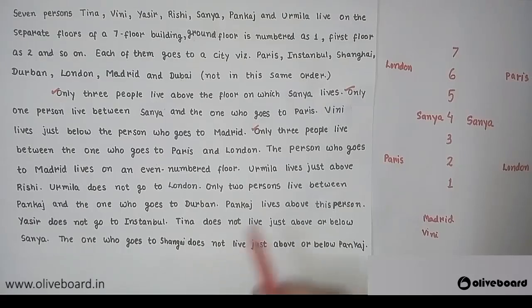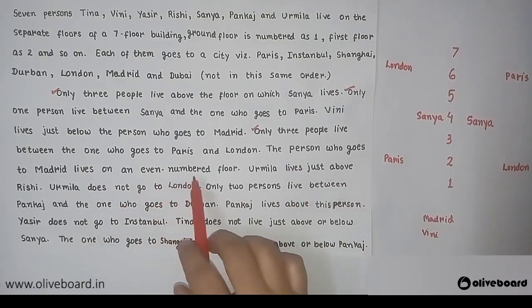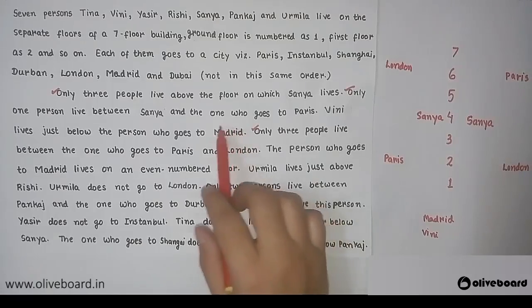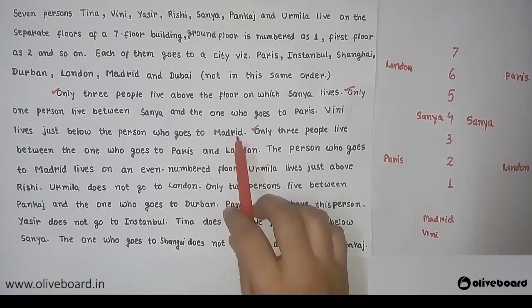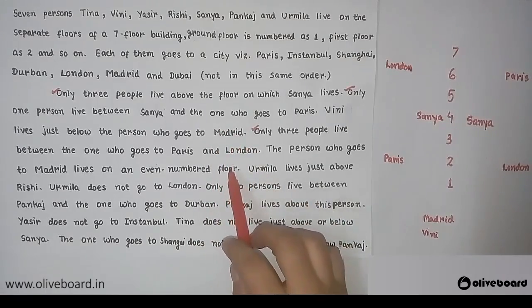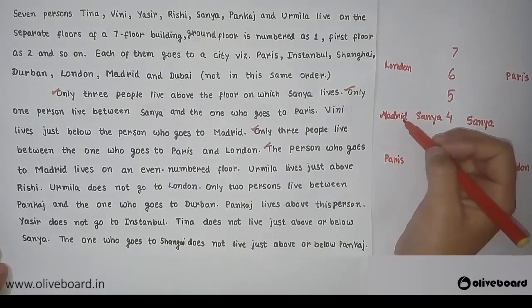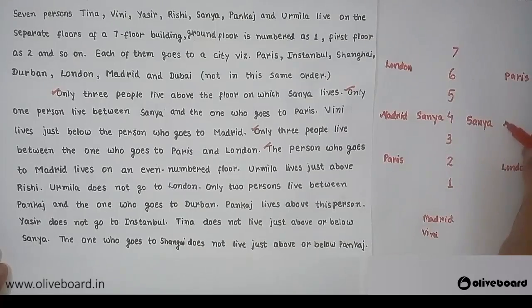Now the next statement says the person who goes to Madrid lives on an even numbered floor. So if you remember, we have already seen the word Madrid here. So basically if this word is repeating, then there is some clue behind it. So you can see that we just have 3 even numbered floors in this statement. Floor 2 is filled in both the conditions. Similarly, floor 6 is filled in both the conditions, and the only floor which is vacant is floor 4. So basically the person who goes to Madrid will sit on floor 4 in both the arrangements.